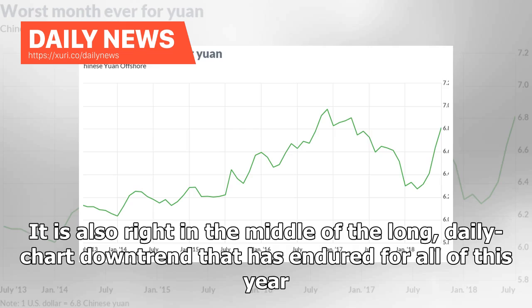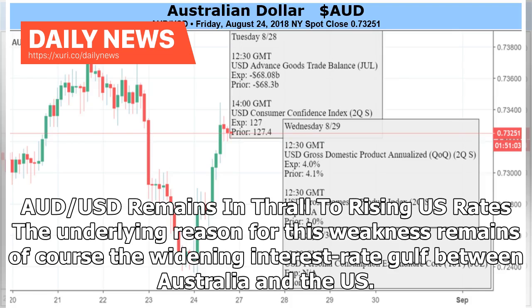It is also right in the middle of the long, daily chart downtrend that has endured for all of this year. AUD/USD remains in thrall to rising U.S. rates. The underlying reason for this weakness remains, of course, the widening interest rate gulf between Australia and the U.S.